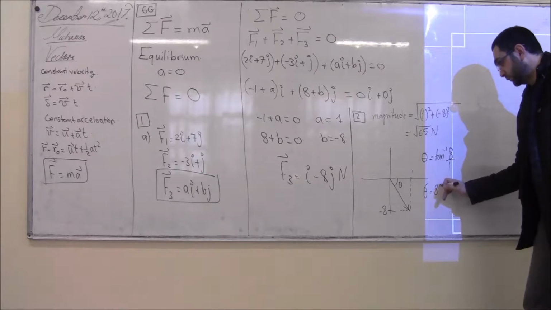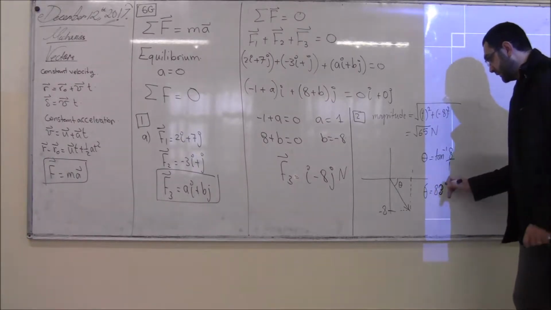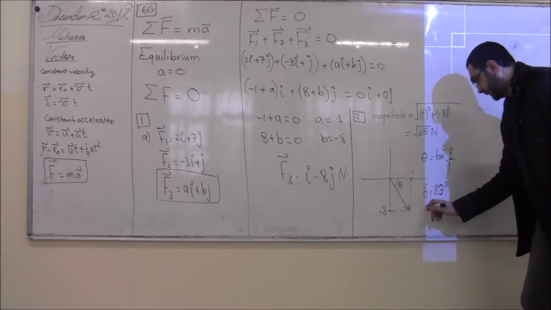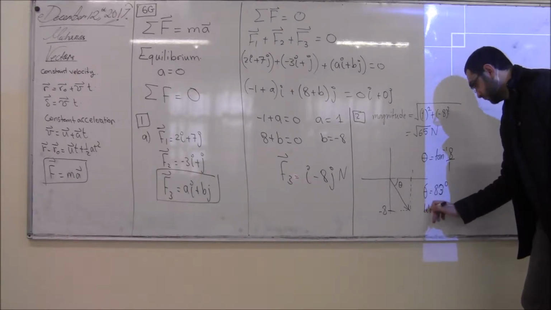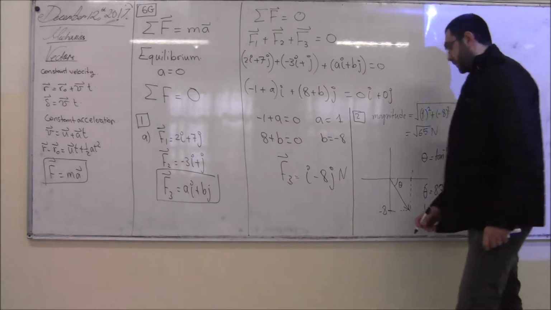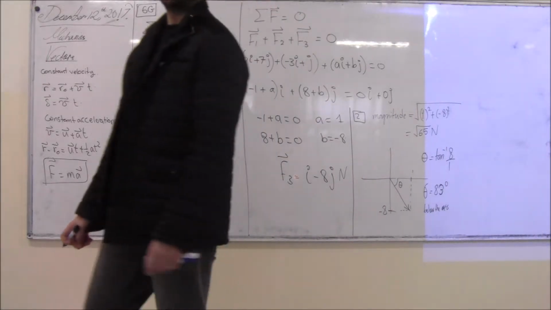82.9, so 83 degrees. Right? 83 what degree? We know, below the x-axis. Okay? 83 below. You must write below the x-axis. Okay, below the axis.